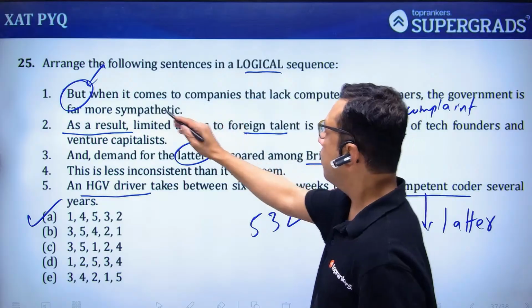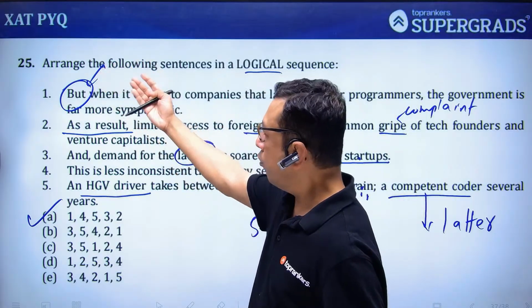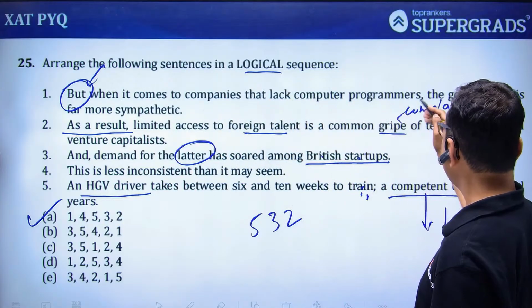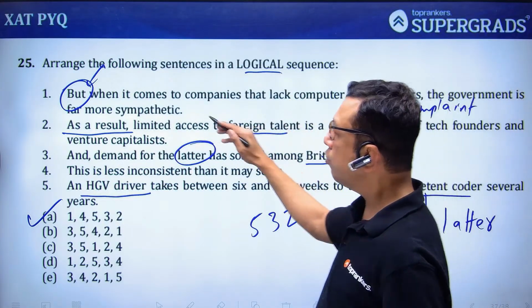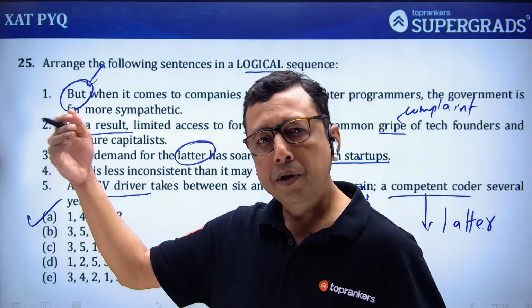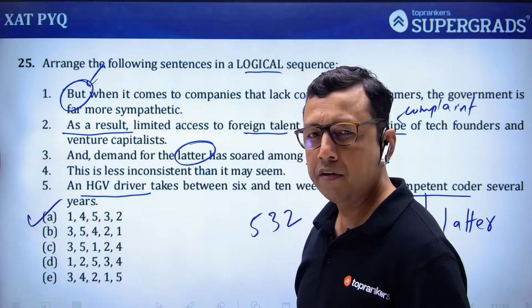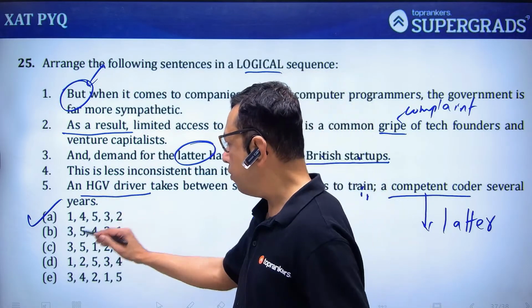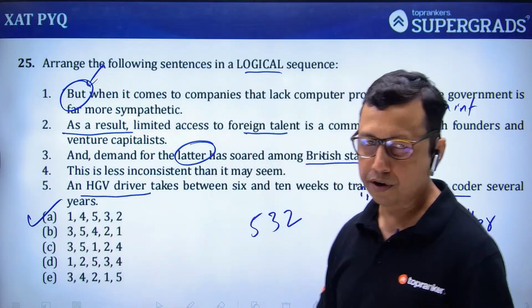Even if it starts with "but", don't worry. When it comes to "but", उसको हटाके पढ़ो, omit "but" and read the sentence, you will understand. When it comes to companies that lack computer programmers, the government is far more sympathetic. It started from the middle of a paragraph. Hardly matters. We want the best sequence. 532 is there only in one option. A is the correct option. Your job done.